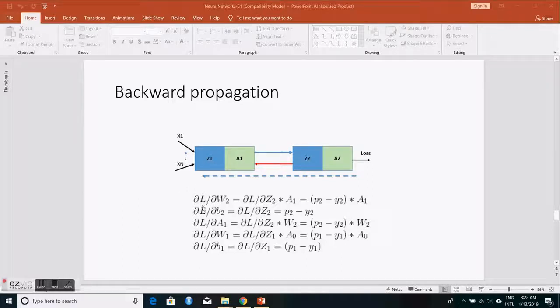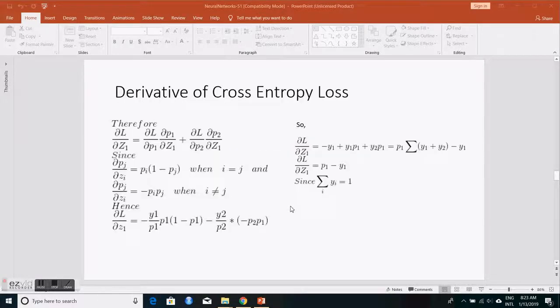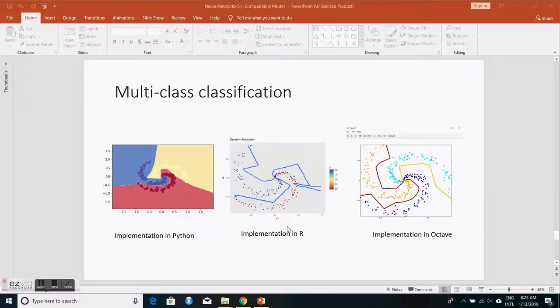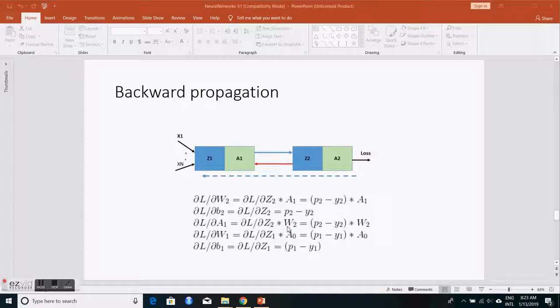And the backward propagation, using the equations we have already seen, ∂L/∂W2 is equal to ∂L/∂Z2 into A1. In fact, if you want to see this formula, you can go to the very first slide. ∂L/∂Wl is ∂L/∂Z at the lth layer into A(l-1), which is what we have here. So ∂L/∂W2 is ∂L/∂Z2 into A1.